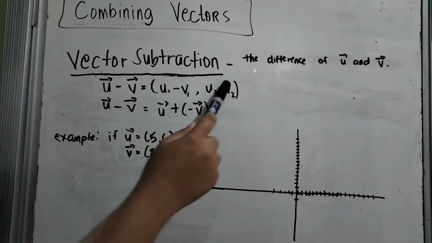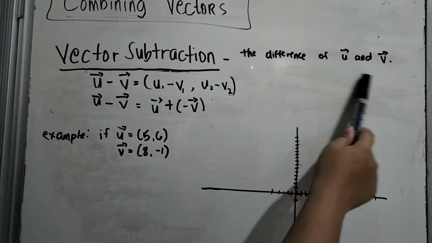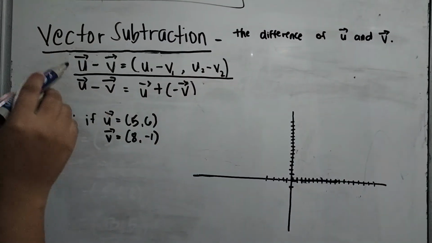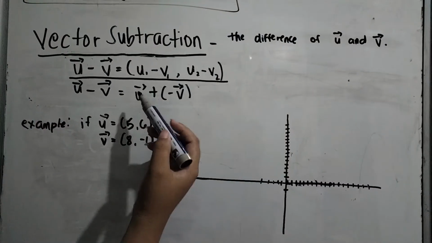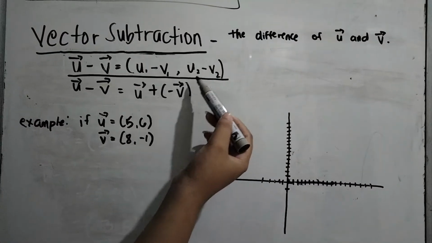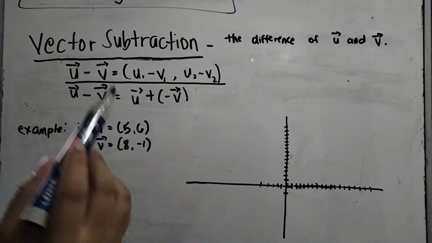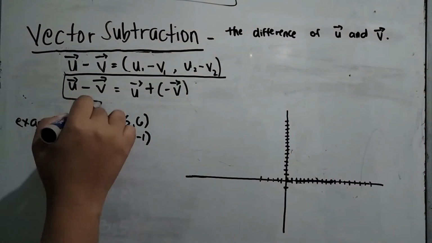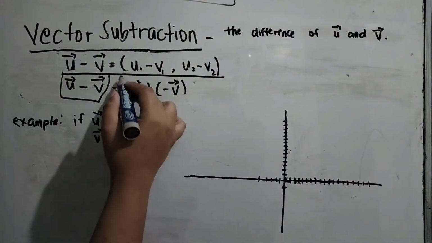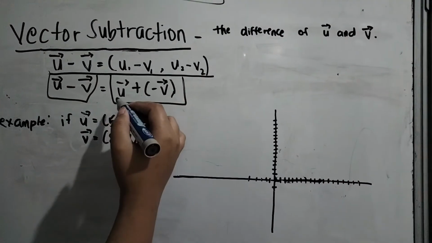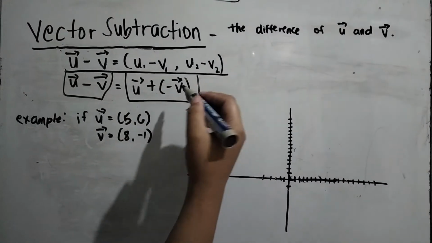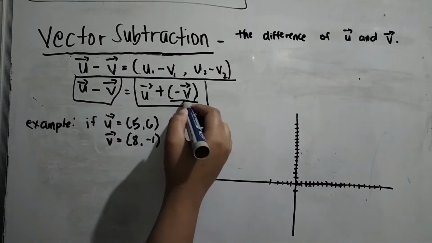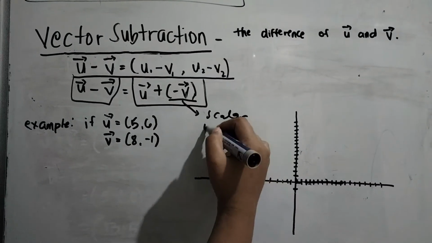Vector subtraction is defined as the difference of vectors of u and vectors of v. So, this is the formula of vector subtraction. Vectors of u minus vectors of v is equals to u sub 1 minus v sub 1 and u sub 2 minus v sub 2. Same as vector addition lang, kaso nagbago lang ng sign na minus. So, itong formula na to, same as sa formula na ito: vectors of u plus, parenthesis negative, vectors of v. So, itong part na to, ginamitan siya ng scalar multiplication.